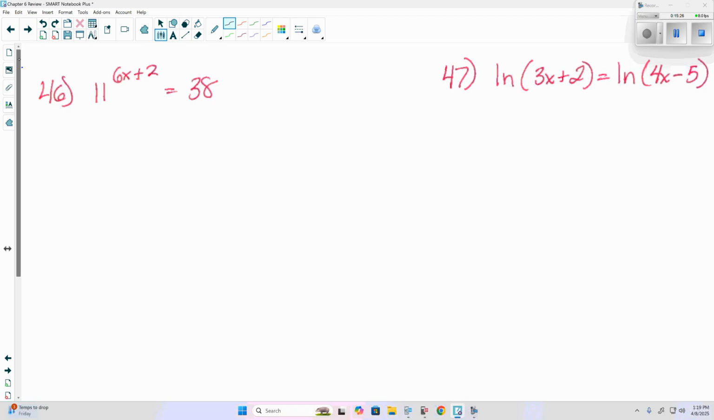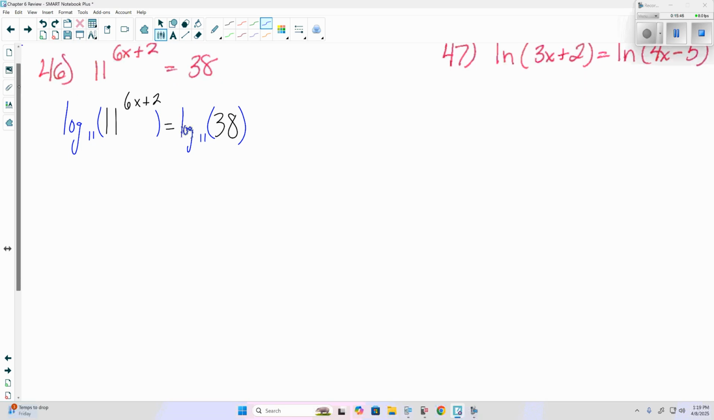All right, we can go on and look at 46. Well, with 46, 1 term on either side, yes? So we can go on and apply log base 11 to both sides. Exponent's going to move to the front. So 6x plus 2 times log base 11 of 11 is equal to log base 11 of 38.